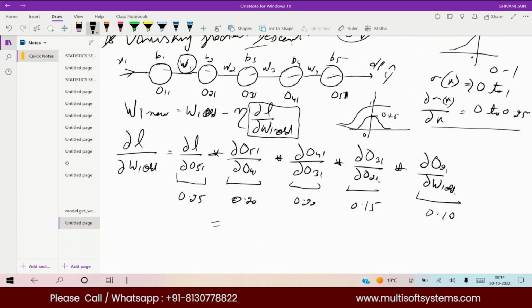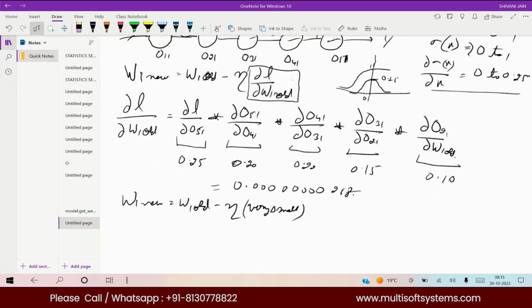Because it is 1, 2, 3, 4, 5, 6, 7, 8, 9, 10 terms. So it will be 0.00008 times 0 and then some value, 268. Now, when you insert this value into this equation, W1 new is equal to W1 old minus eta times a very small number.